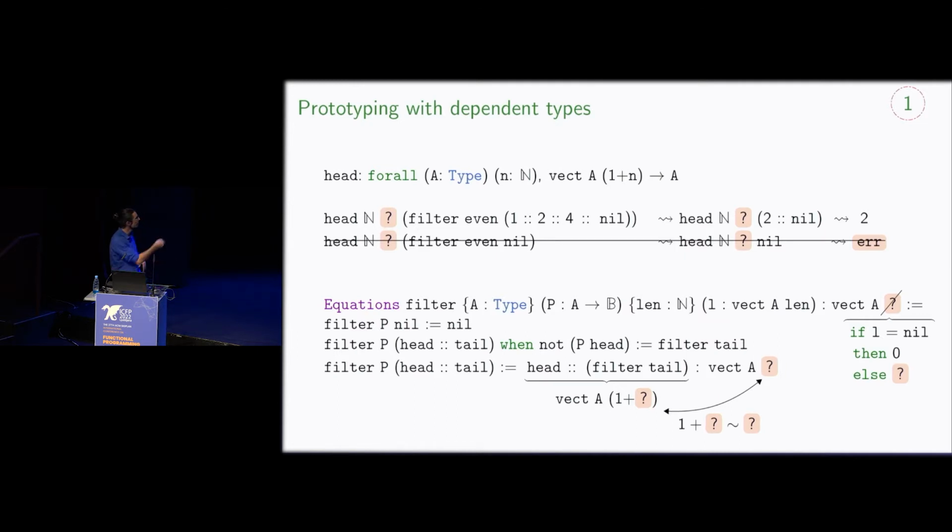In such a case, the second example, where we try to take the head of filtering an empty list, will not type check anymore, so we'll have gained a bit of static information on which programs type check. And so that's the motivation for using gradual dependent types for prototyping purposes. So how do we achieve such a gradual dependently typed language?